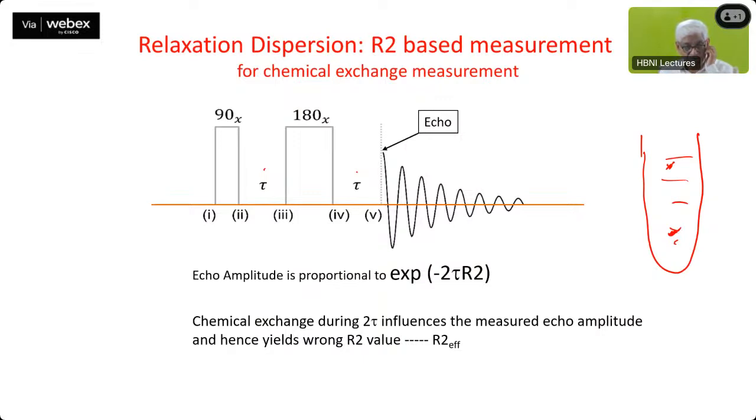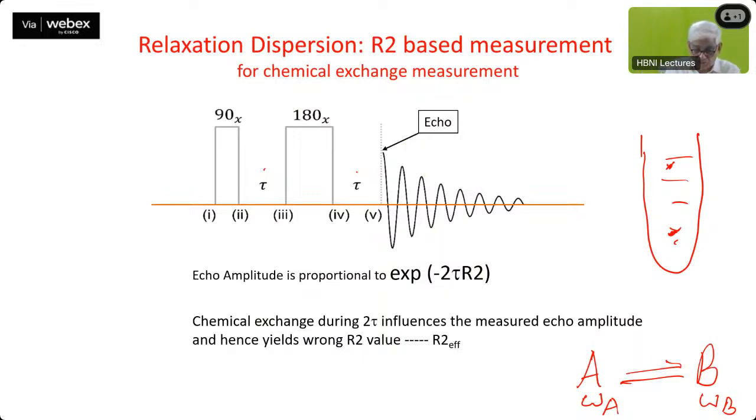The other thing that also affects is the chemical exchange. What is chemical exchange? A particular system is undergoing chemical exchange between two frequencies, A and B. If I have a chemical shift represented by the frequency omega A, and this has a frequency omega B, and during the first tau period the frequency is omega A, and in the second tau period the frequency becomes omega B, then of course it will also not refocus here, and the T2 you measure is not going to be the precise T2. And that influences the R2 measure.